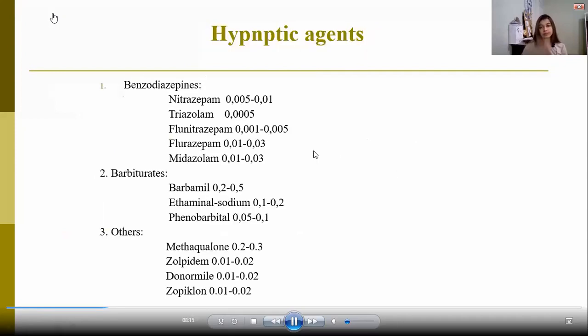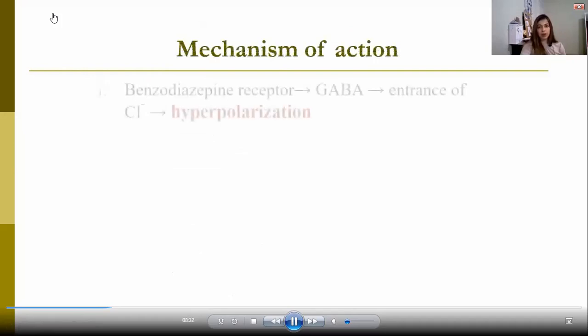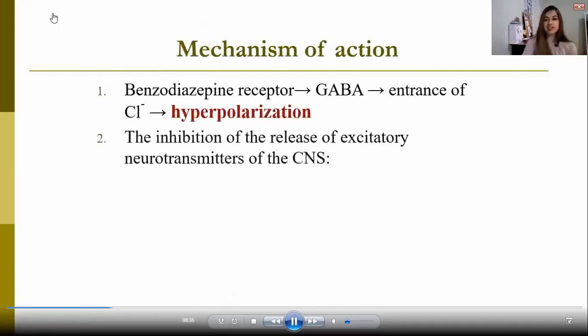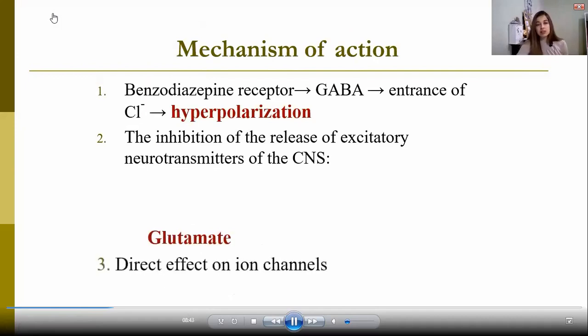Here is the list of some hypnotic agents: benzodiazepines and barbiturates and others. I don't really want to read them, so you can make a screenshot and read them yourself without my help. Actually, these are only names. For us, more interesting is the mechanism of action. This is much more interesting, and I will draw a picture even for you, a scheme.